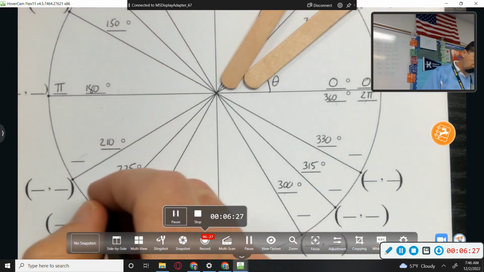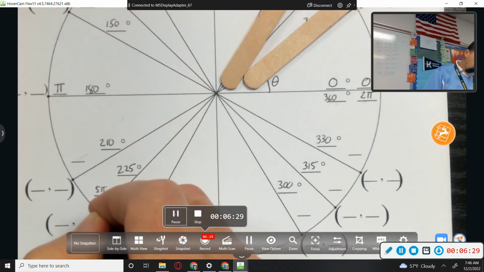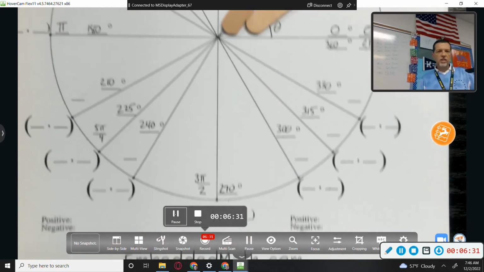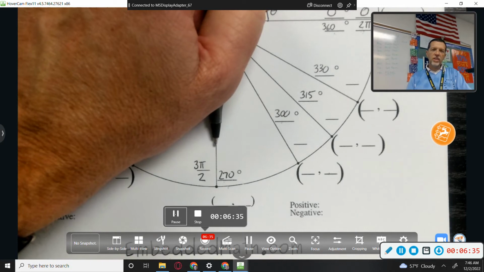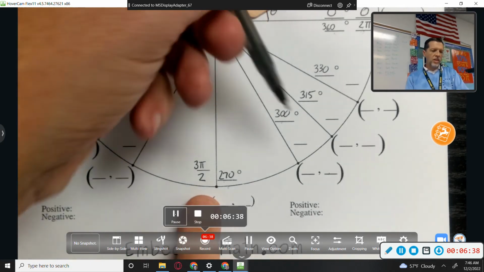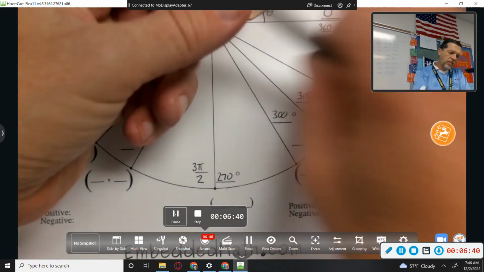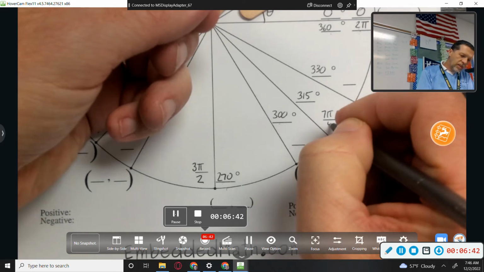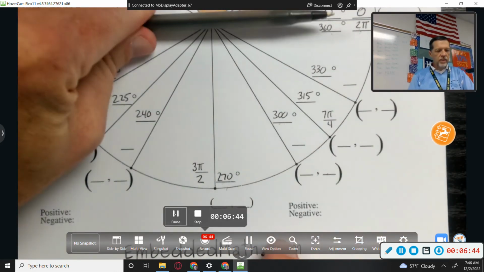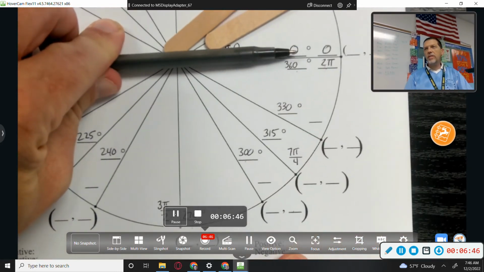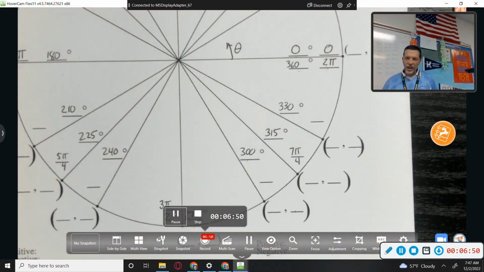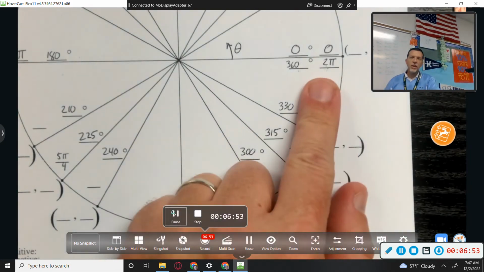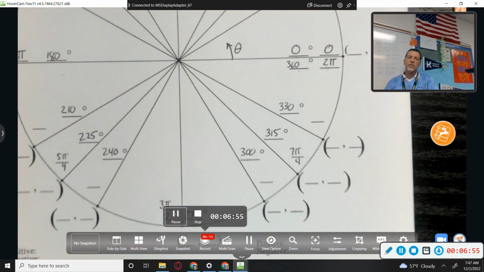5/4. Keep rotating. That's 5/4. 6/4. But that matches. 7/4. And 8/4, which is 2. So there's some built-in checks. Once you make it all the way around, you better land at 2 pi, or 360 if you're in degrees.